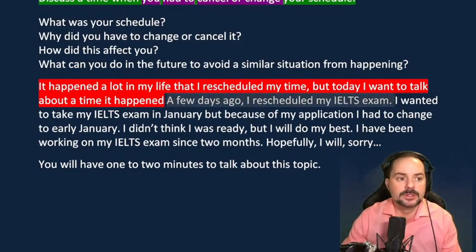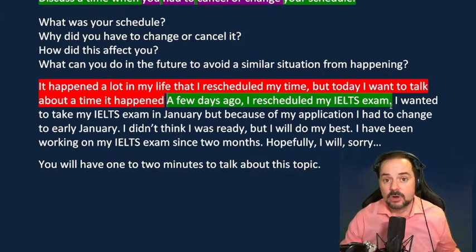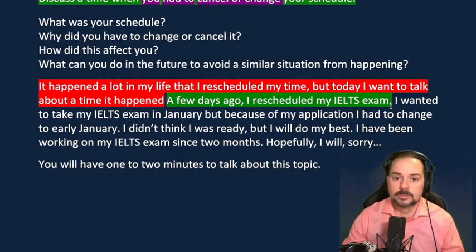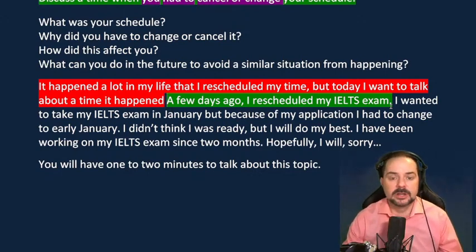Okay, and then you want to tell me when it was scheduled for, who was involved in this process, right? So maybe you had to call one of the IELTS administrators, you had to go to the test center and talk to a person there to reschedule it. Okay, you had to discuss it with your parents.